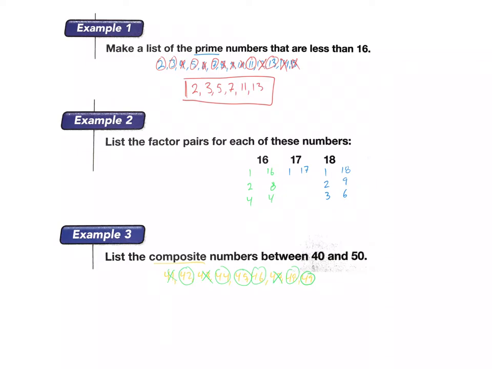So then my list of composite numbers is going to be 42, 44, 45, 46, 48, and 49.